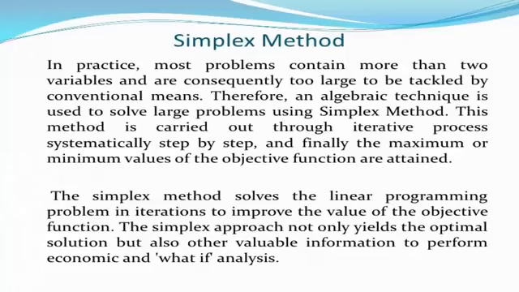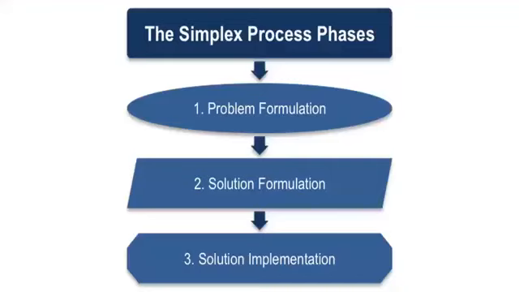In practice, most problems contain more than two variables, and for linear programming problems that have more than two variables, the simplex method is the best method. We have to follow some rules and an algorithm to find the simplex method optimization solution. The simplex process phases are problem formulation: first we formulate the problem, then find the solution, and then implement the solution.